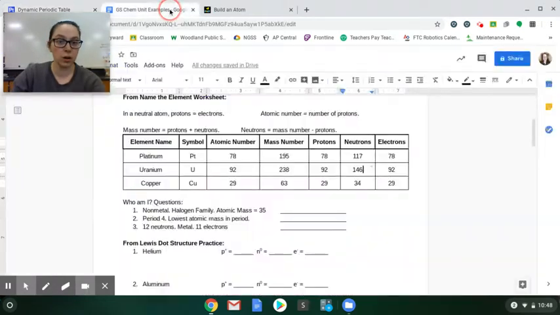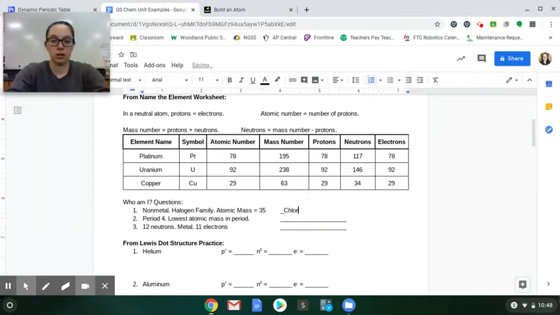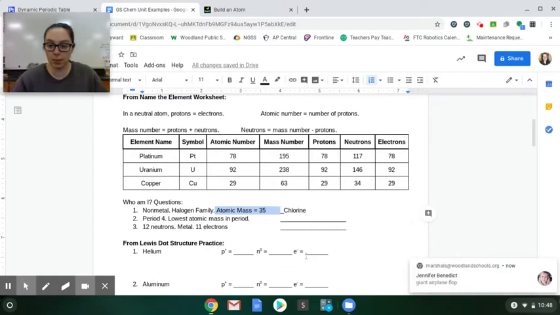So I go back here, and chlorine is my answer because of this keyword right here, atomic mass of 35, not an atomic number. You need to read both parts. Atomic mass and mass number are essentially the same thing. So that needs to happen.